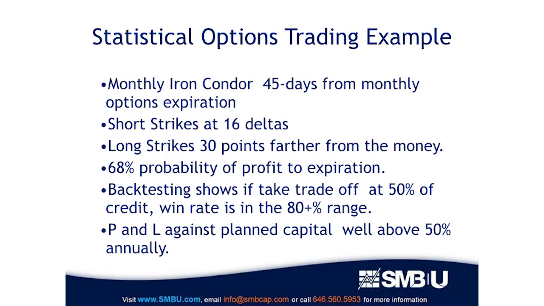Number one, you start the trade where the short strikes are at 16 deltas, so you've got a decent width of your iron condor. Number two, the long strikes are 30 points farther out of the money. Number three, there is therefore roughly a 68–70% probability of profit on the trade, and the backtesting shows that if you just slap the trade on and leave it on until 50% of the credit has evaporated through time decay, and you take the trade off basically with a 50% profit of that credit, then you are going to have a very, very high win rate on the trade.